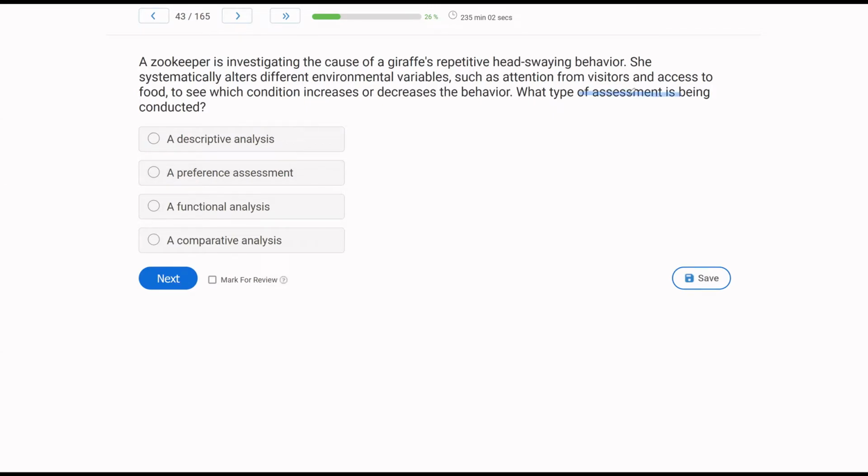We have an assessment question. And what are we trying to figure out? Assessments, we're always trying to determine something. Maybe a preference, maybe a function. In this case, the zookeeper wants to know the cause of a giraffe's head-swaying behavior. So this might be experimental analysis of behavior. She is systematically altering variables such as attention and access to food.